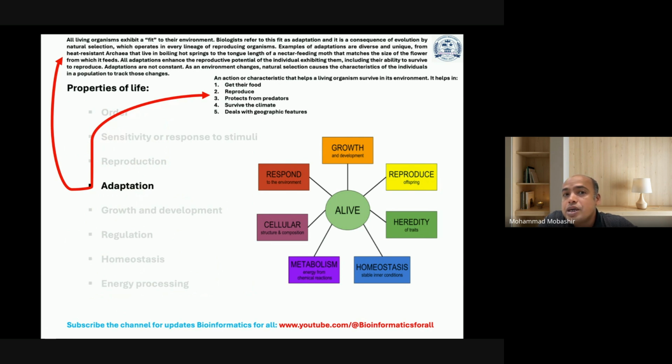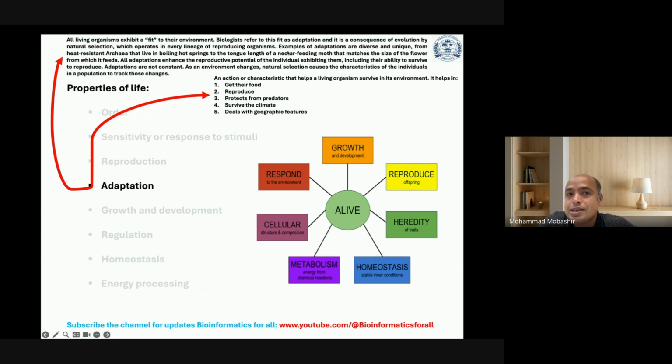Or in another way, you can say an action or characteristic that helps a living organism to survive in its environment. That helps to get their food, to reproduce, to protect from predators, survive the climate, and deal with geographical features. Examples of adaptations are diverse and unique, from heat-resistant archaea that live in boiling hot springs to the tongue length of a nectar-feeding moth that matches the size of the flower from which it feeds.